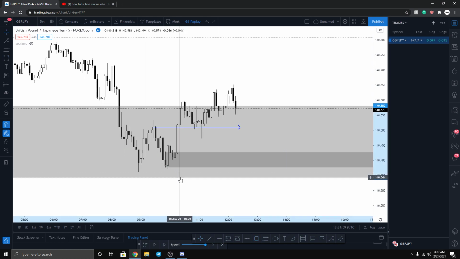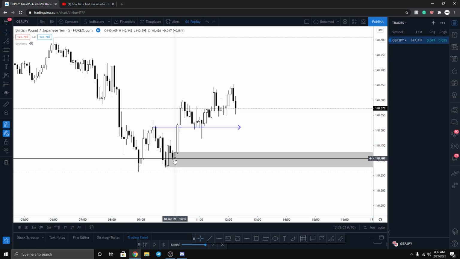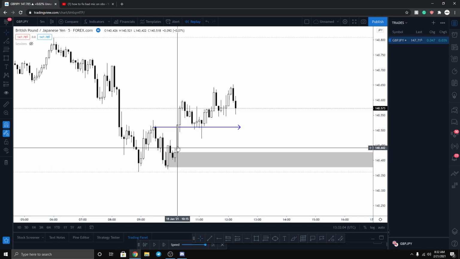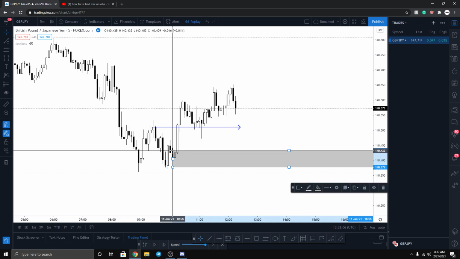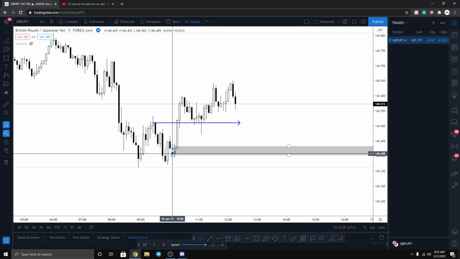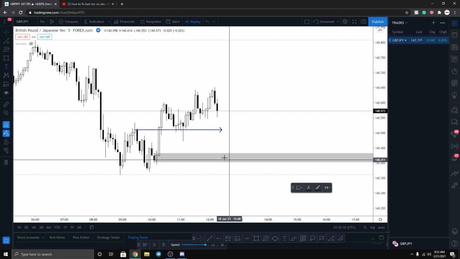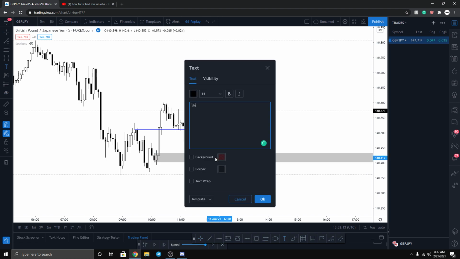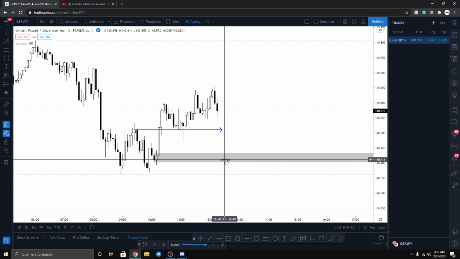Now, if you pay attention, you can see that, like I said, we have this last down candle before this huge push towards the upside. So this is considered as our order block right over here. This is our order block. Now, you can call this the 5-minute POI. That's what I like to call it, the 5-minute point of interest.